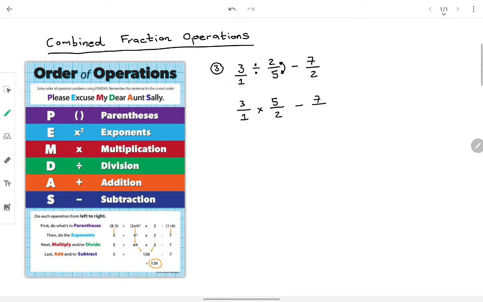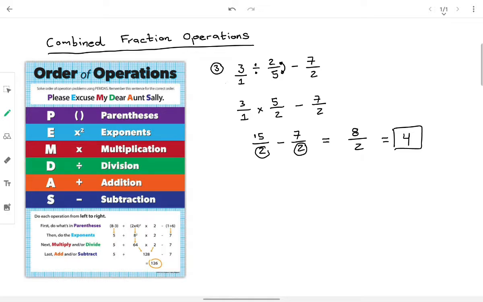minus 7 halves. Then we will be getting 15 over 2 minus 7 over 2. That will be 8 over 2, because we have a common denominator. We don't need to look for the LCD because we have it. Then 8 divided by 2 is only 4 wholes, or 4 as an integer. So this will be the process of doing this type of exercise.